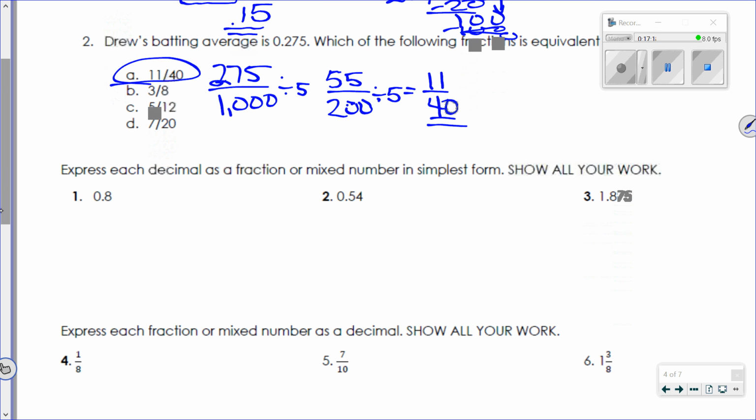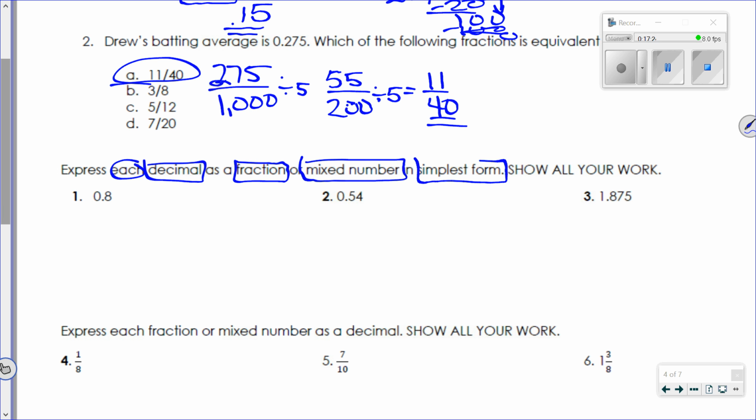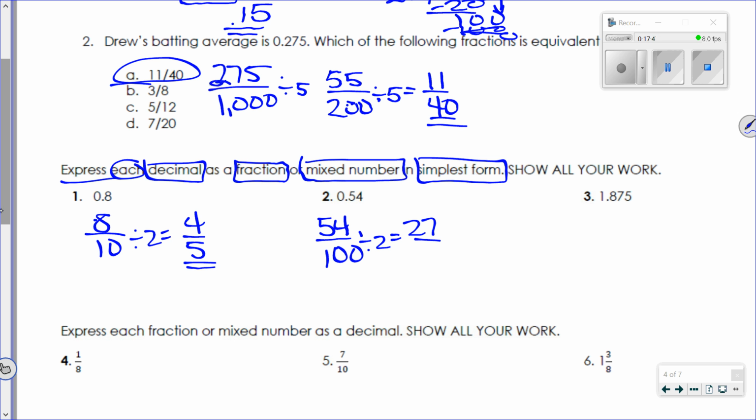Okay? Now, express each as a decimal, as a fraction or mixed number in simplest form. So, again, say it, 8 tenths, write it, 8 tenths, simplify it, divide by 2, 4/5. Say it, 54 hundredths, write it, 54 hundredths, simplify it, divide by 2, 27 and 50, can't go lower than that, I'm done.